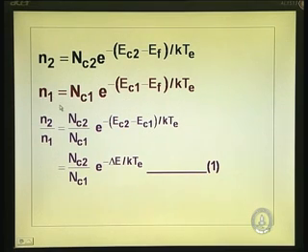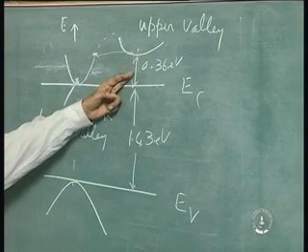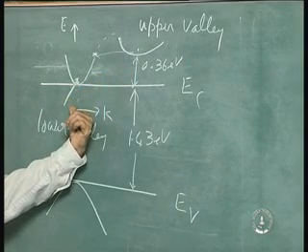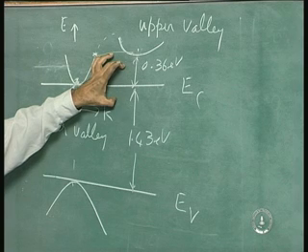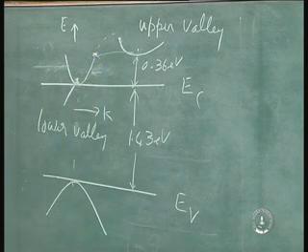So n2 by n1 is given by Nc2 by Nc1 into e to the power of minus (Ec2 minus Ec1) by kT, which is equal to the density of states here divided by the density of states here, multiplied by e to the power of minus delta E by kT. Now, I have replaced T by Te.